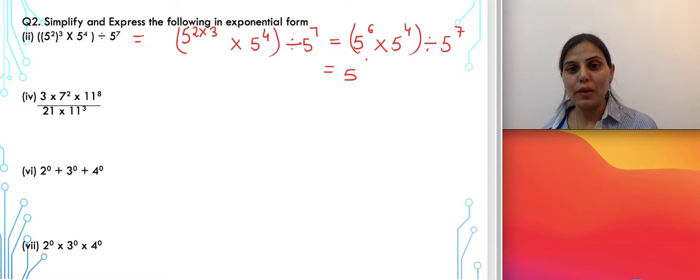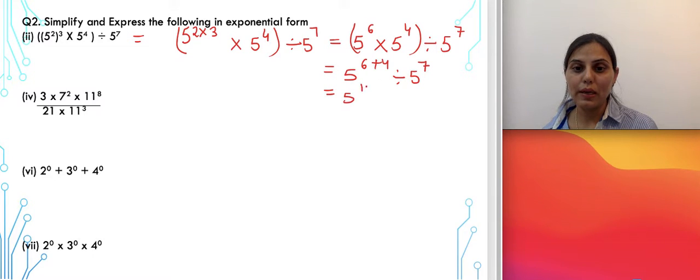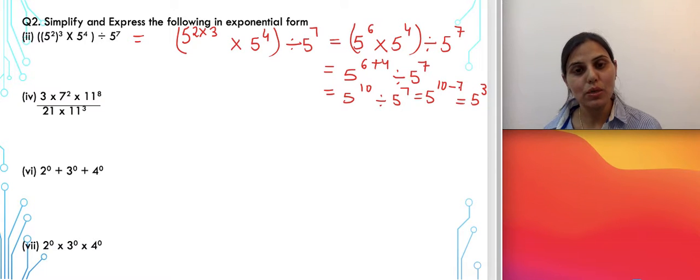So 5 raised to power 6 plus 4 divided by 5 raised to power 7, or this can be written as 5 raised to power 10 divided by 5 raised to power 7. Here if we apply the law, we can write it as 5 raised to power 10 minus 7, or the answer will be 5 cube. We need not solve it further because as it is written in the question, we need to leave the answer in the exponential form. Let's move on to the next part now.